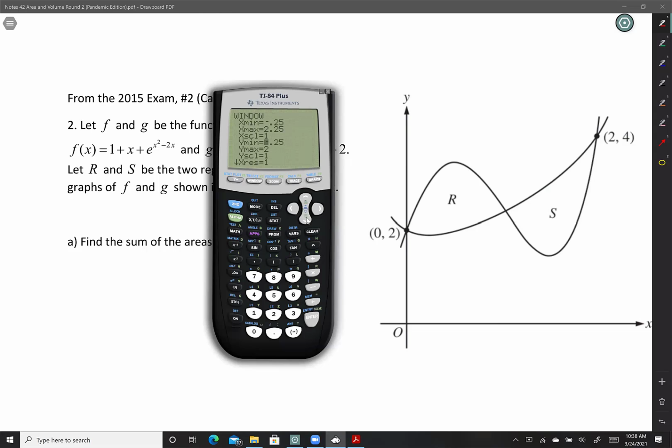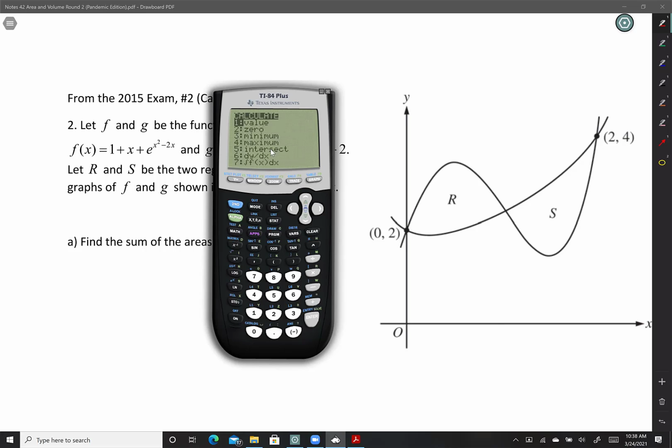X scale by 1, negative 0.25, maybe go all the way to 4.25 or 4.5. And it should look more or less similar to what you have there. So there's my y1, and here's my y2. Beautiful graphs, very beautiful. And then I'm going to tell the calculator to give me that intersection right there.